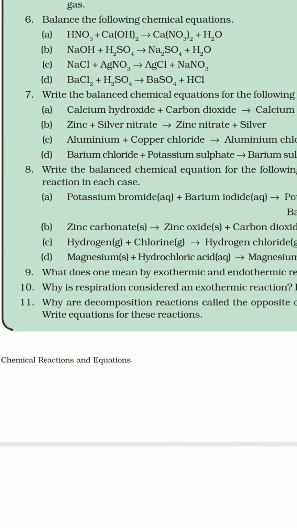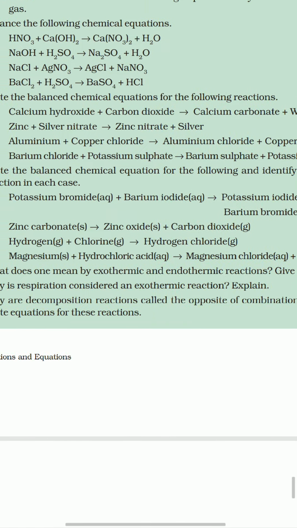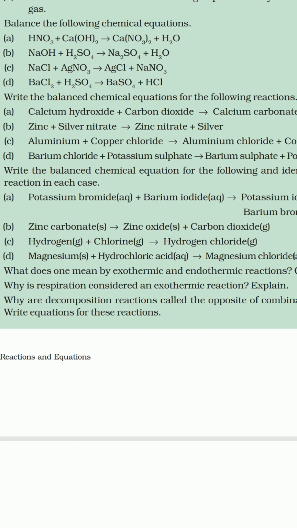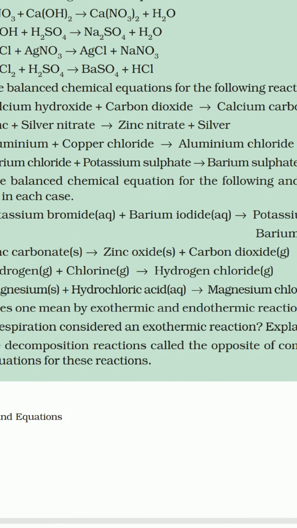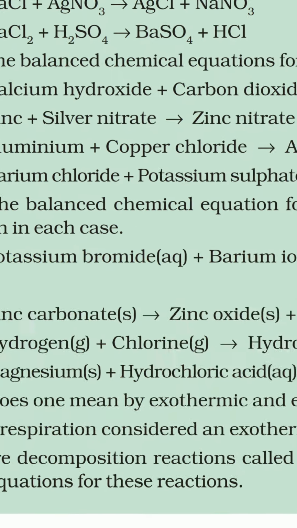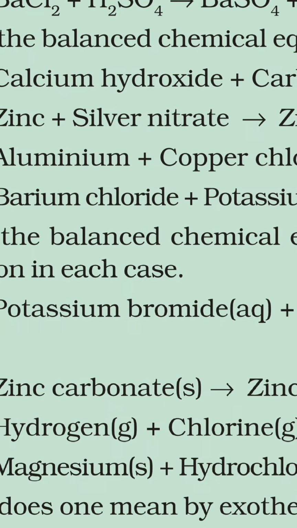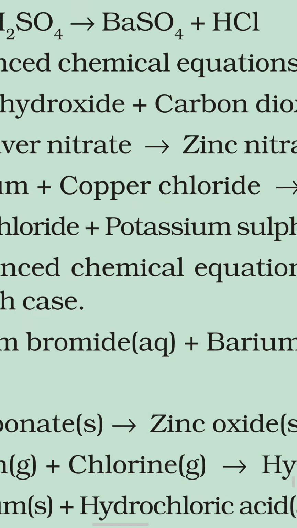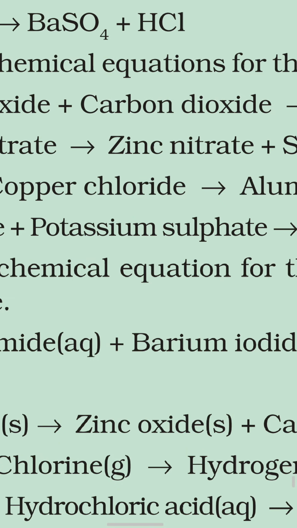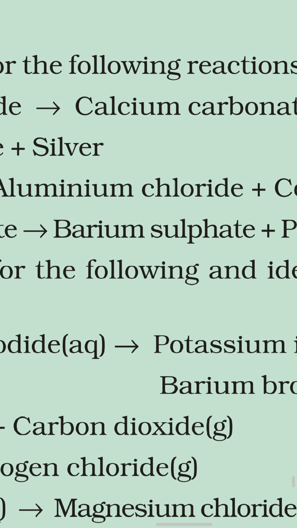Now question number 7. Write the balanced equations for the following reactions. Some reactions are given. 4 reactions are given, A, B, C, D. The first one is written in word form, and in symbolic form we have to write, that is Ca(OH)2 plus CO2, arrow, CaCO3 plus H2O.